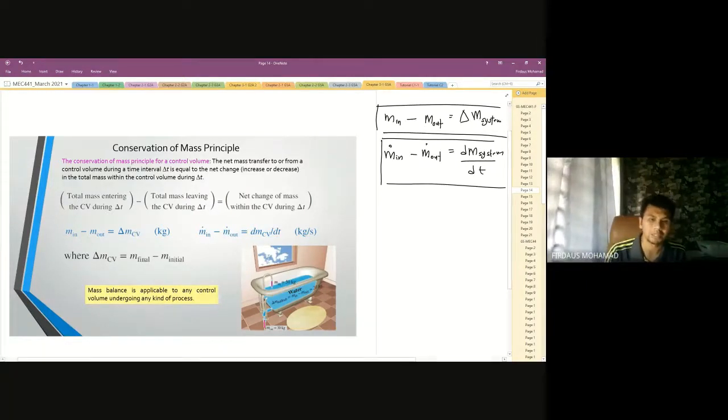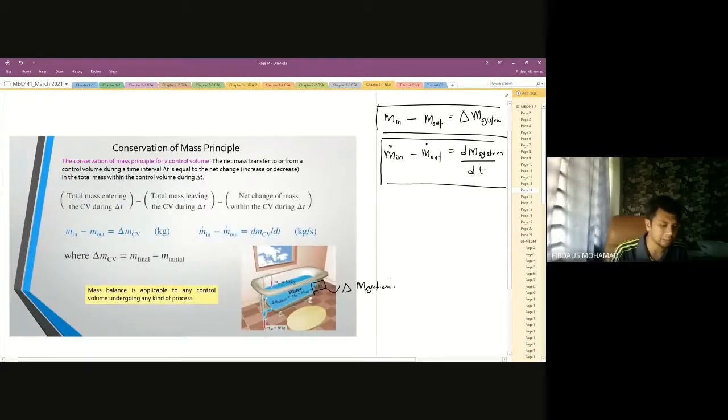Contohnya yang masuk 50 kg air dalam bathtub ni, yang keluar 30 kg. So yang tinggal apa? 20 kg. So 20 kg is basically delta mass in that particular system. Okay, so this is the basic principle for the conservation of mass.